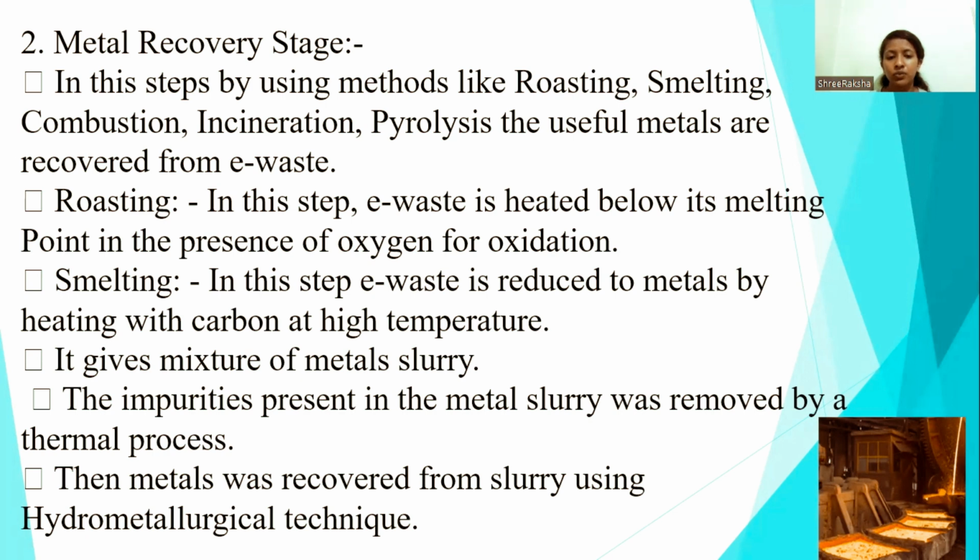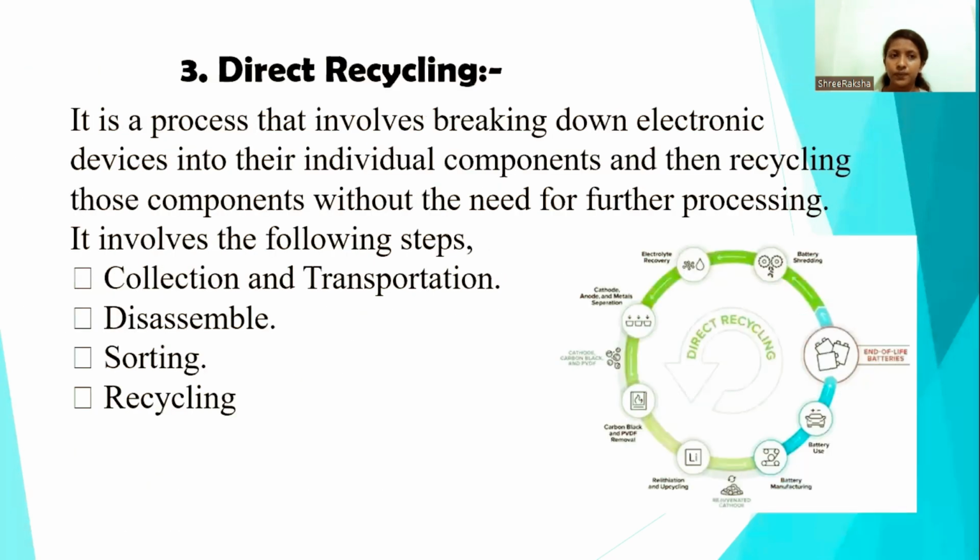It gives a mixture of metal slurry. The impurities present in this metal slurry are removed by a thermal process. Then the metal is recovered from the slurry using a hydrometallurgical process or technique.